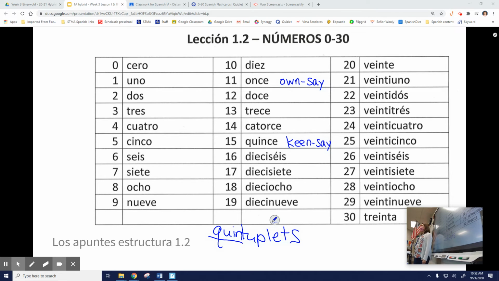How about 5 violinists playing together as a group? It's not a quartet. That would be 4. Quintet. A quintet. Excelente. A quintet is 5 violinists playing at once.